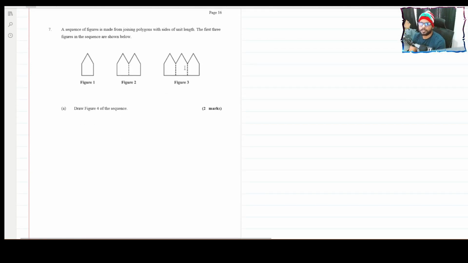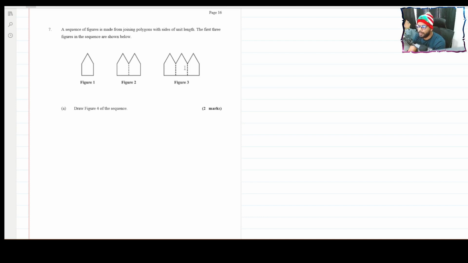For these questions, please read the information you get in the question. A sequence of figures is made from joining polygons with sides of unit length, which means the sides of these polygons are at least 1 centimeter or 1 unit in length. The first 3 figures are drawn in the sequence below.